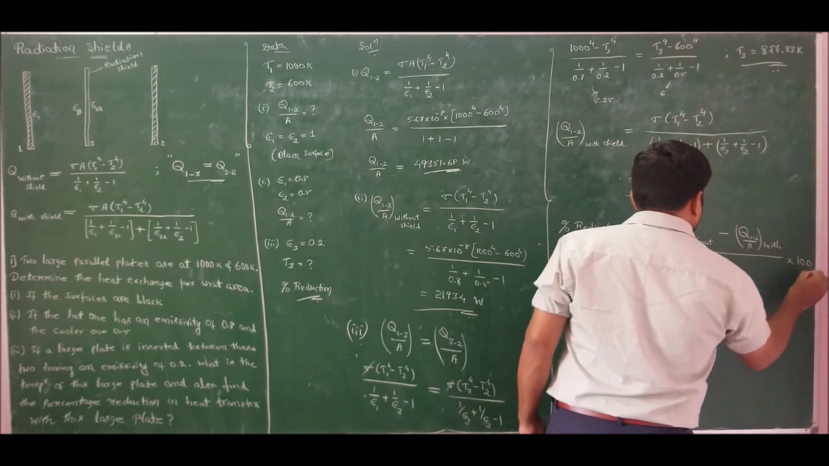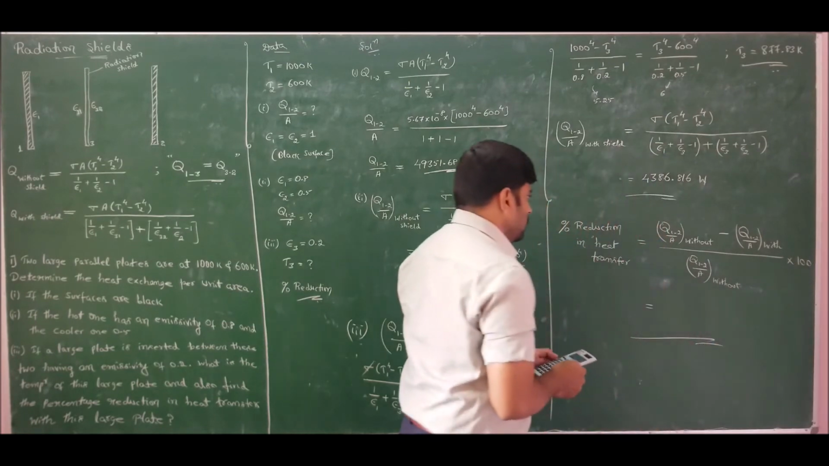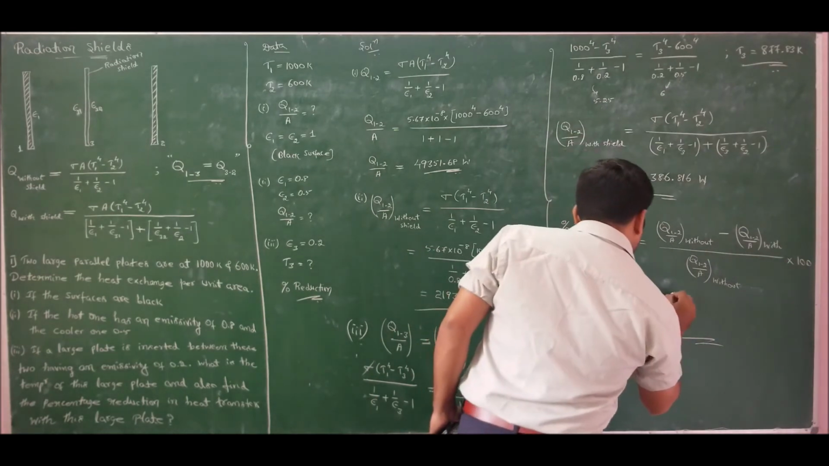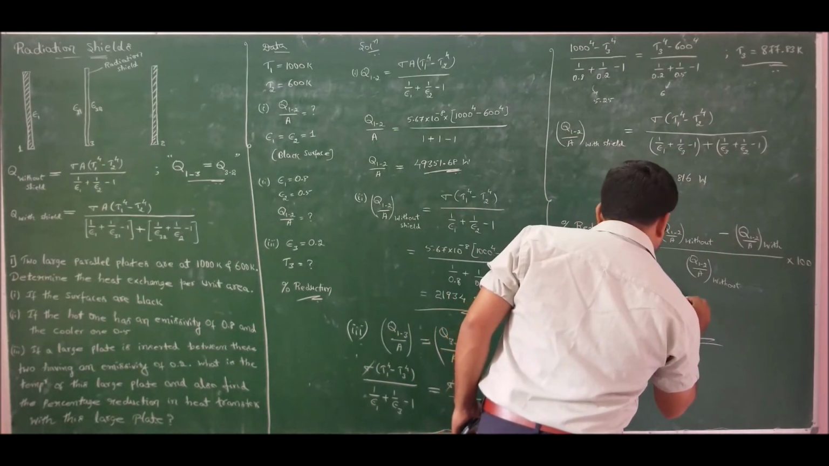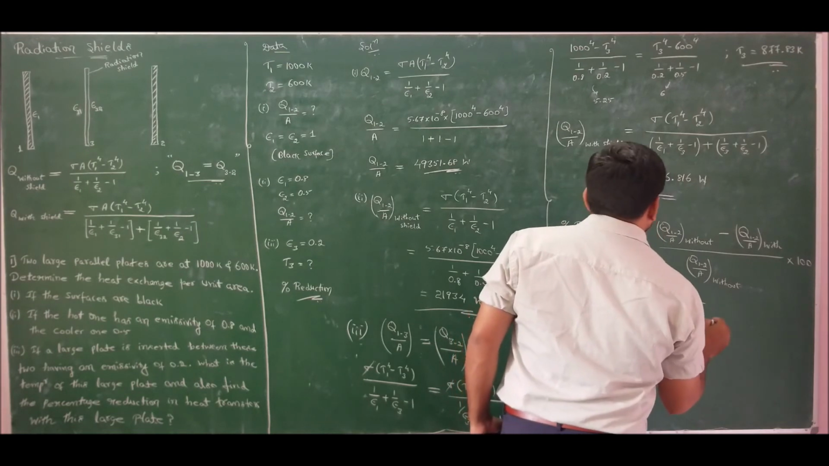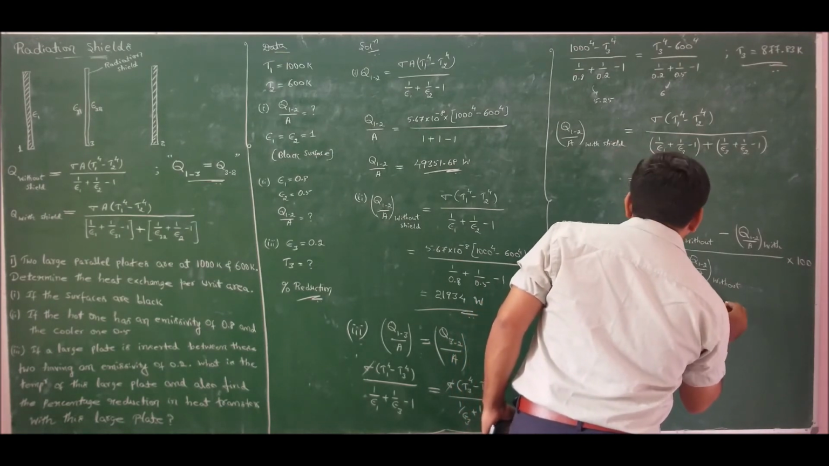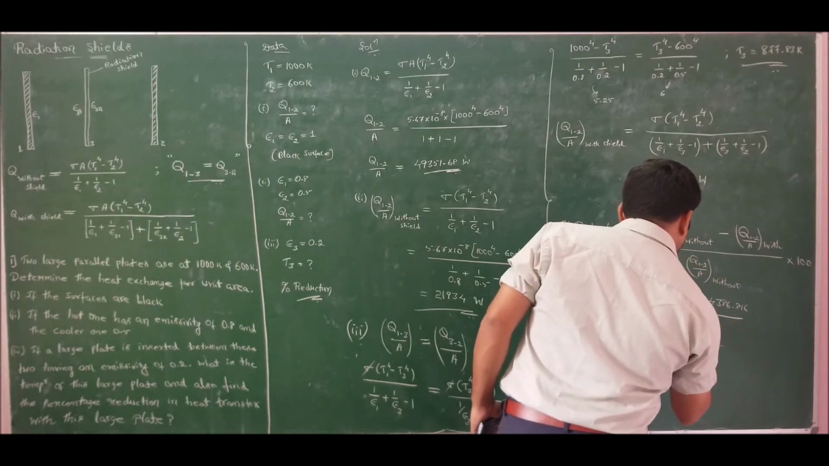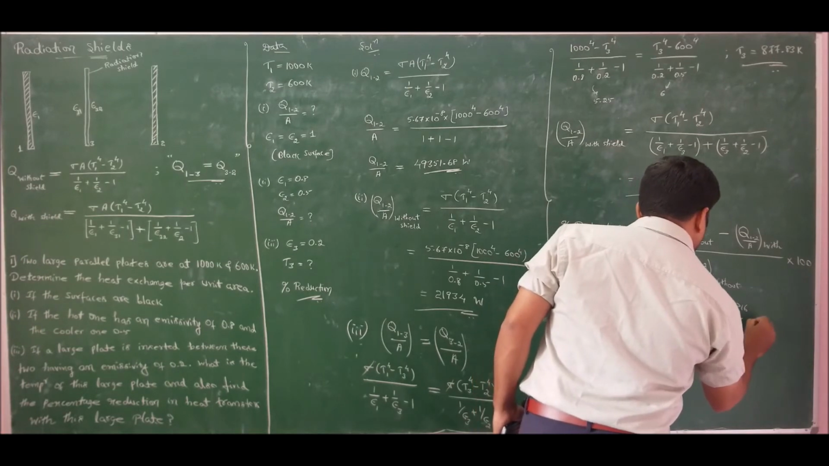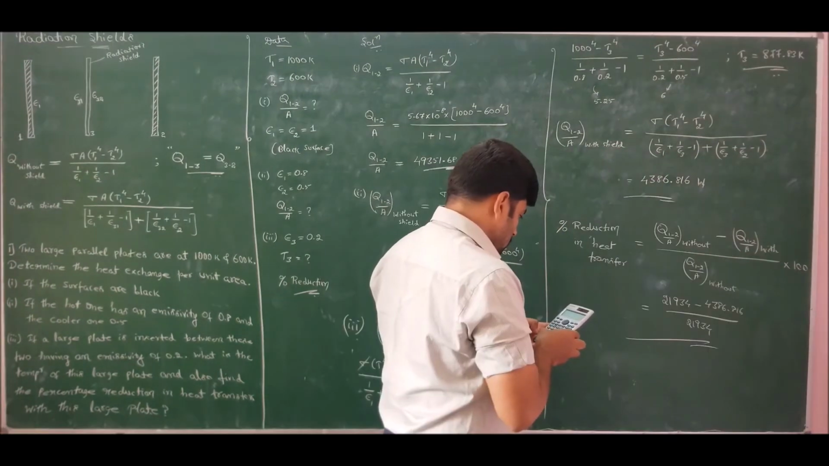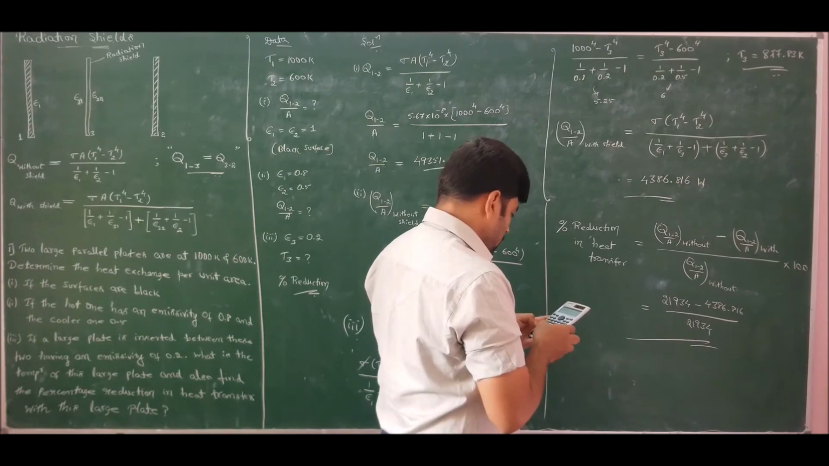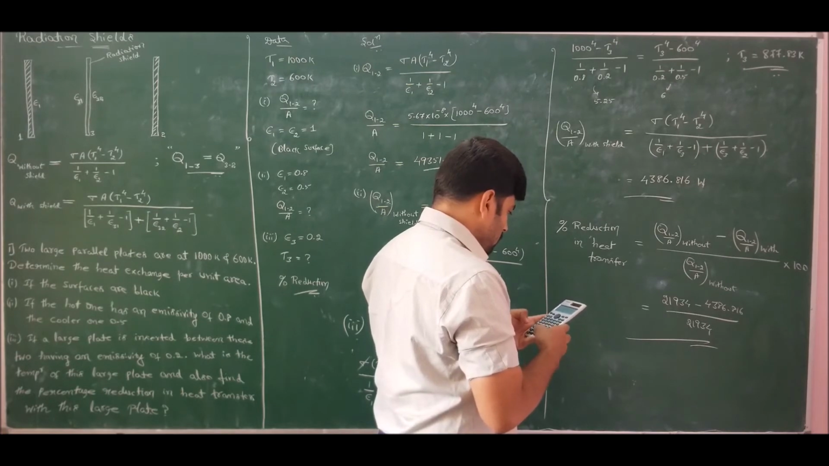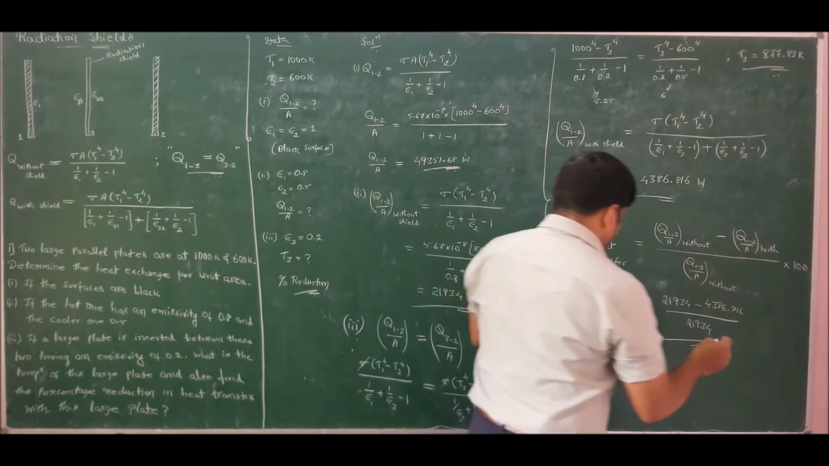into 100. So if I solve, I will get the answer as Q12 by A without shield is 21,934 minus with shield is 4,386.816 divided by 21,934, which is turning out to be 21,934 minus 4,386 divided by 21,934 will yield us a value of 0.80.